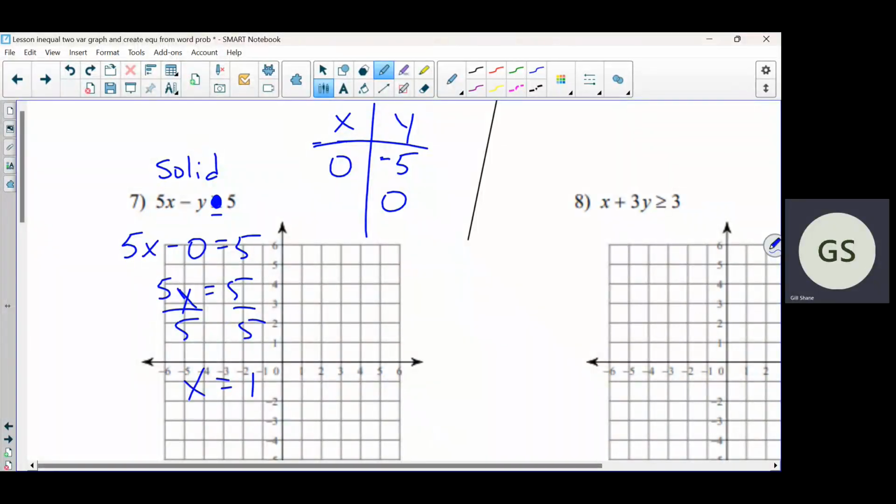So if y was 0, x would have to be 1. So pick a number for the first variable, and again, you can pick for x or y, then solve for the second variable. So now that's all I need. I only need to do that twice. So now I'm going to plot those 2 points. Then I can draw my line. I know it's solid, so I won't have to change anything.